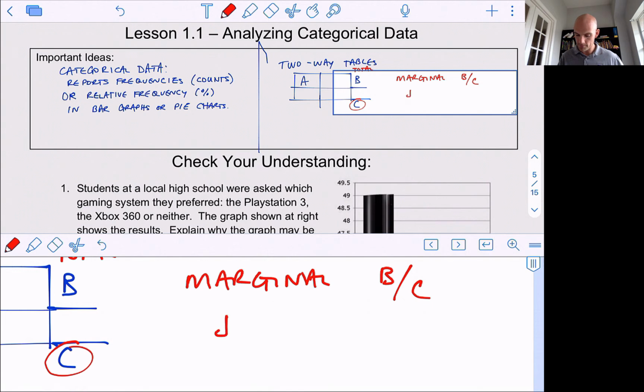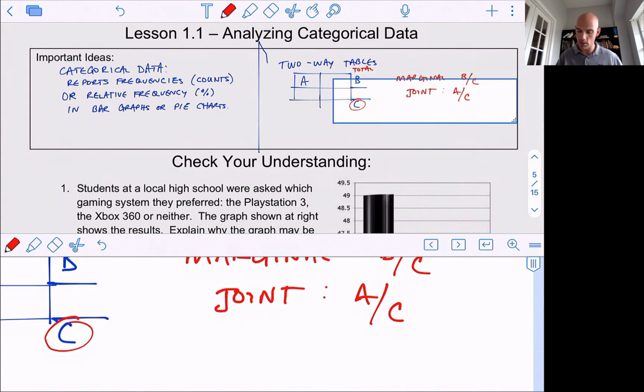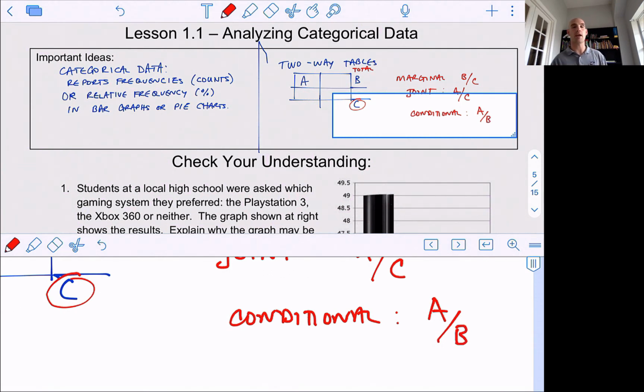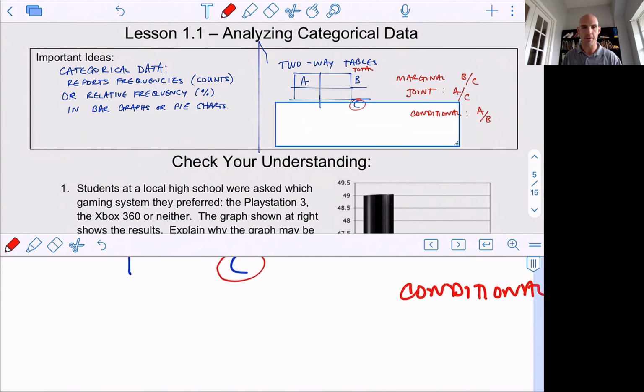A joint frequency is going to be something from inside the table over our total. So one of the specific categories over the total. And our conditional is going to be something from inside over something from one of the columns. So not taking into account the entire total at all, but really just taking into account one sliver of the population, in this case, whatever B happens to be.